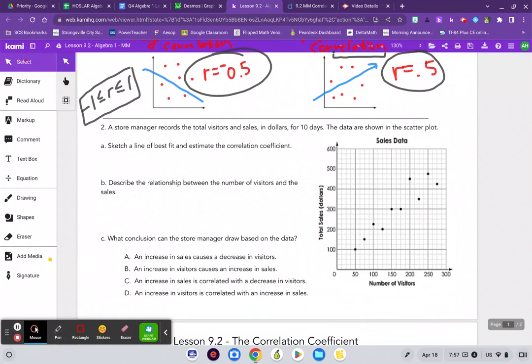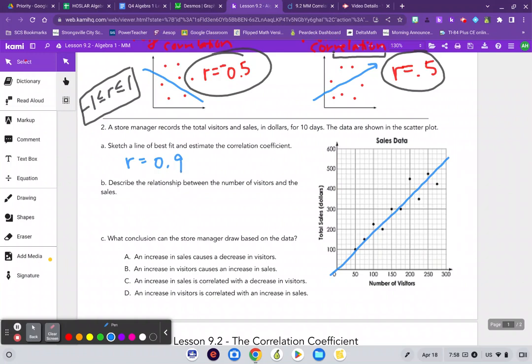It says a store manager records the total visits and sales in dollars for 10 days. The data are shown in the scatter plot. Sketch a line of best fit and estimate the correlation coefficient. So in class, I gave them straight edges to draw in that line of best fit. I think this looks pretty good. And the R value, I think the R value would probably be 0.9.